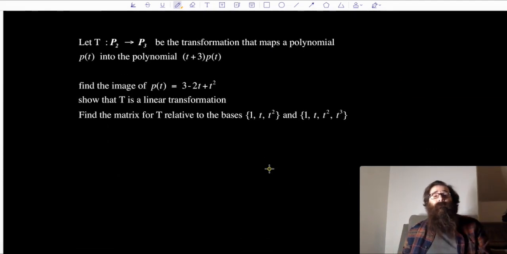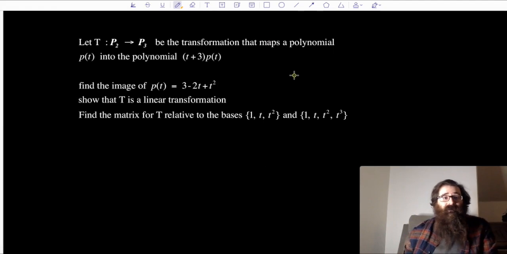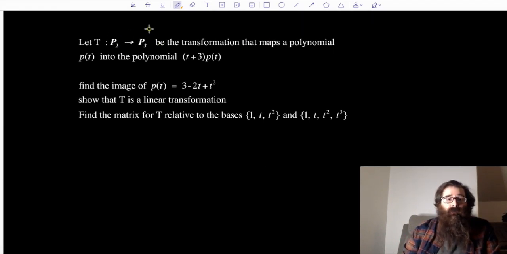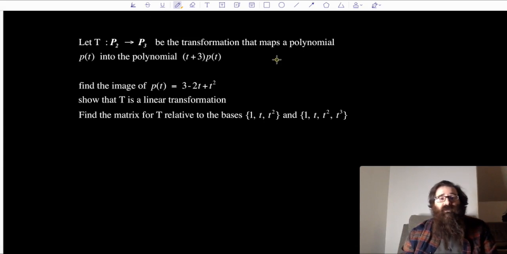Now we're talking about polynomial spaces again. So let T be a transformation that maps from polynomial space P2 to polynomial space P3. Remember, polynomial space P2 are polynomials of degree at most 2. Polynomial space P3 are polynomials of degree at most 3. And let this be the transformation that maps a polynomial little p at t into the polynomial t plus 3 times that polynomial little p at t.